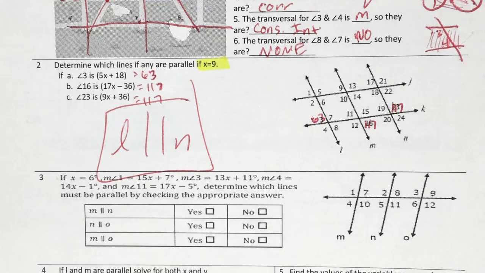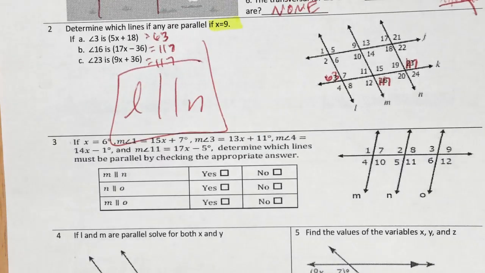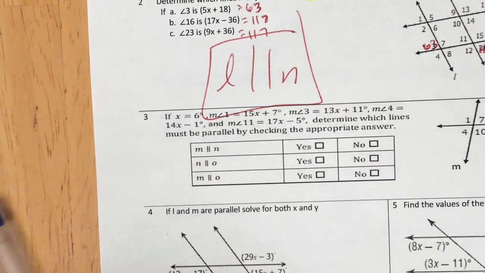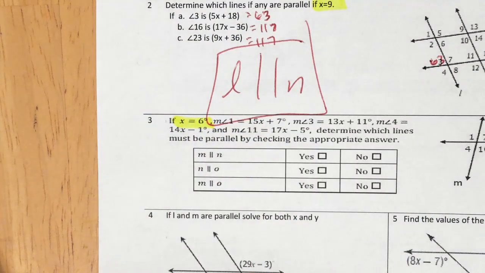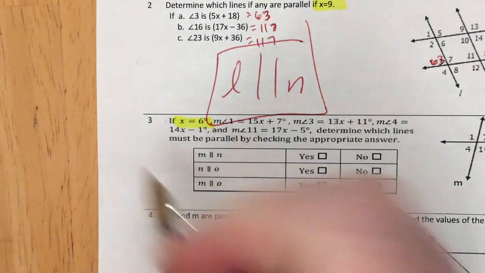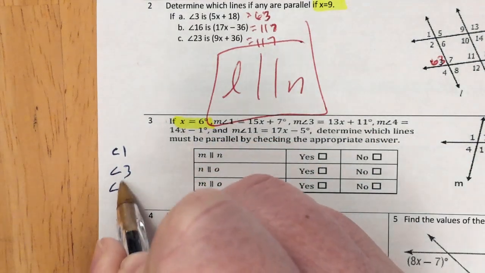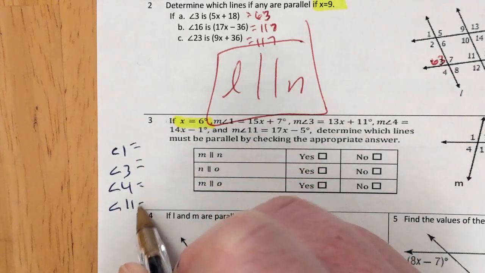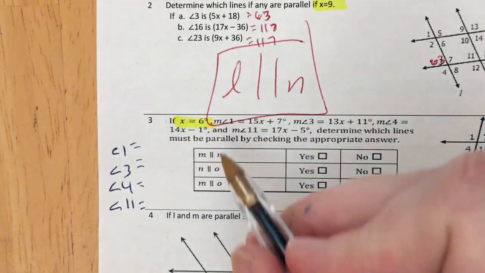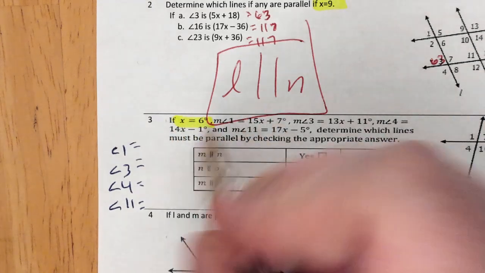Fabulous. Let's keep going. All right, number 3 is exactly the same. They were nice enough to actually tell us that x is equal to 6, because I know my numbers. And we can actually find these: angle 1, angle 3, angle 4, and angle 11. And what we're going to do is just plug 6 into here. So plug 6 into here and see what you get.